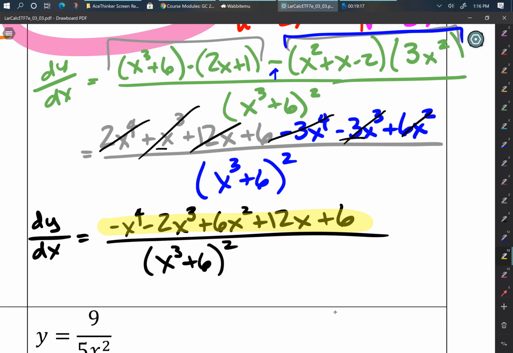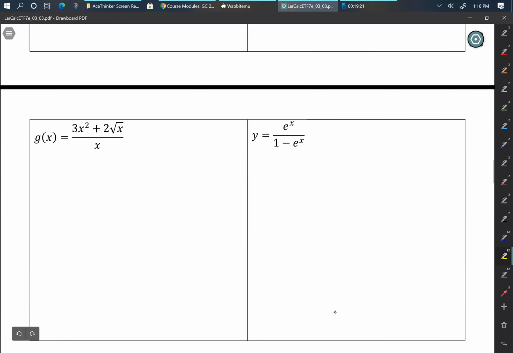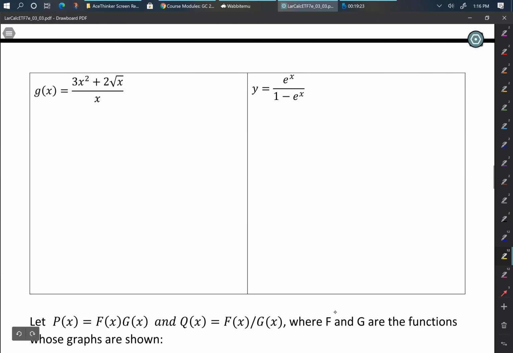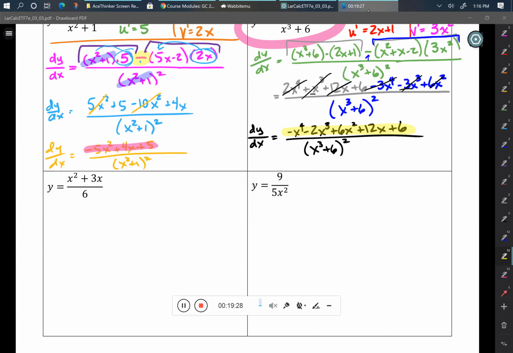All right, so we're at 19 minutes here, so we'll call this video, we'll come back, and it looks like we got 4 more examples of straightforward quotient rule problems to do. All right, I'll see you for part, what is that going to be, like part 3?